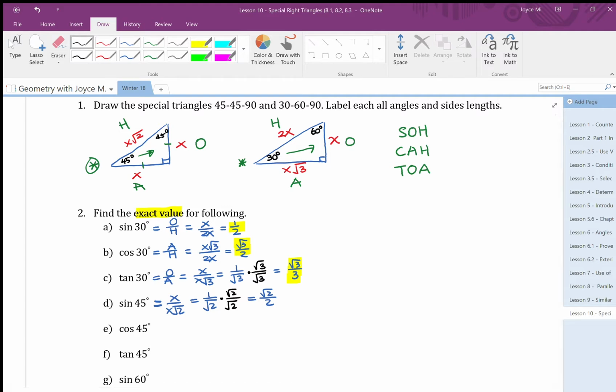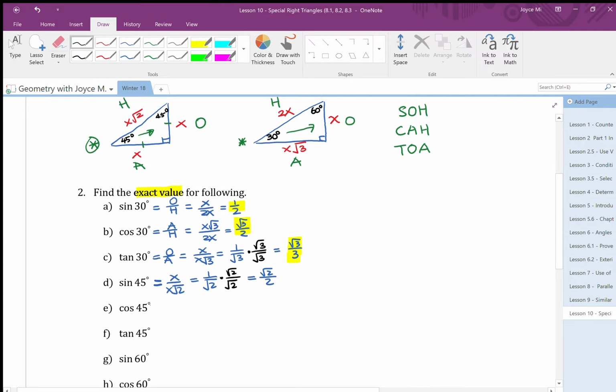Okay, now cosine 45. Cosine 45, same thing, adjacent over hypotenuse, it's still x over x square root 2. So it's the same ratio as my sine. So this is x over x square root 2, and that's the same thing as square root 2 over 2, same as the other one. And now let's do tangent. Tangent is TOA, opposite over adjacent. Where both legs are equal length, thus x over x, which gives me a 1. Okay, and we just found the tangent ratio for the 45 degree.